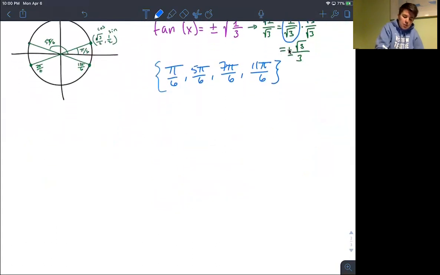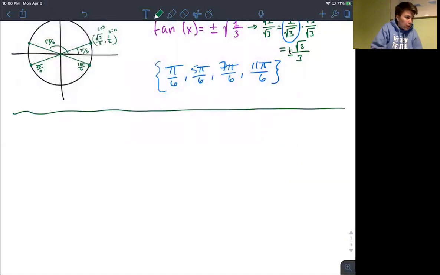Okay, here we go. I've got 2 more examples. I'm going to keep rolling. Remember, pause this if you need to take a break and write stuff down.